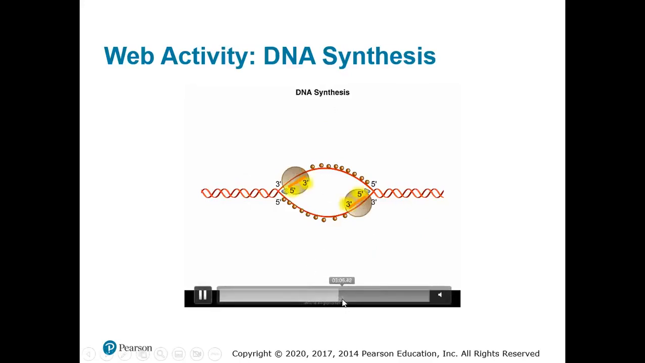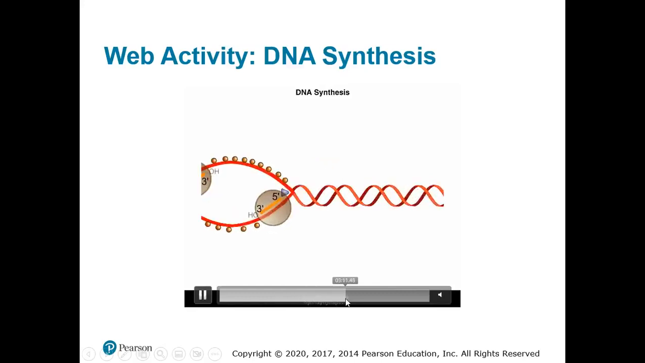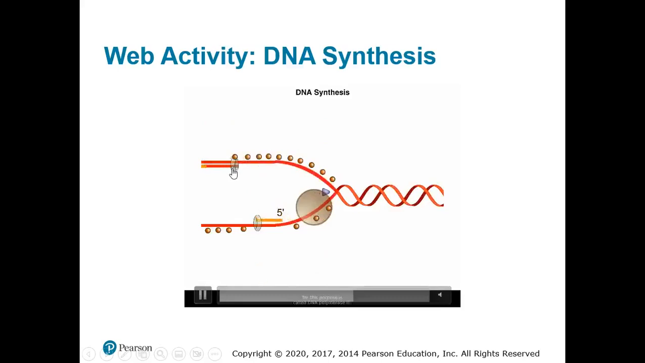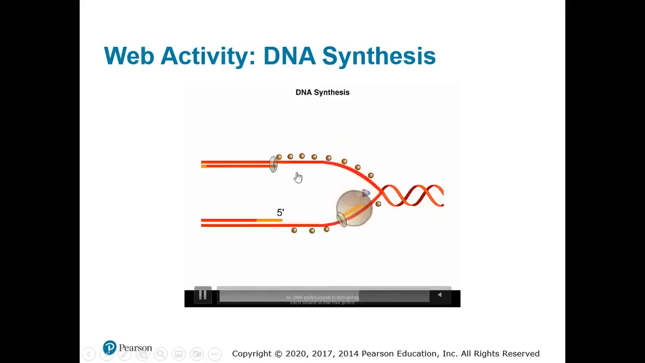Okay, then we're going to have RNA polymerase bind, and you'll see as this replication bubble gets bigger, our leading strand here is going to grow continuously toward that replication fork. Super unproblematic.